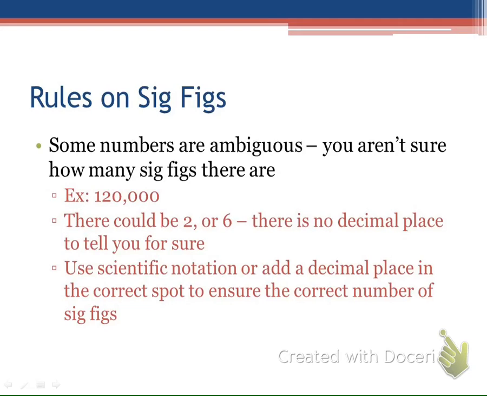So here are our 2 rules to fix ambiguous numbers, because we don't like ambiguous numbers. I don't like for you to give me an ambiguous number as an answer to a problem. So there are 2 ways you can fix ambiguous numbers: either by using scientific notation or by adding a decimal point.